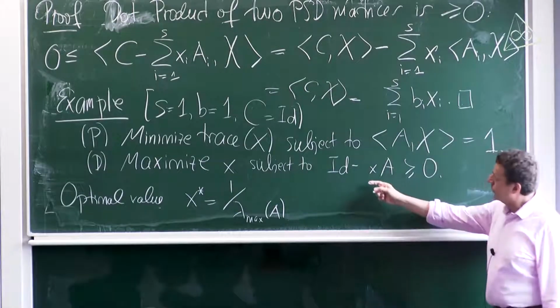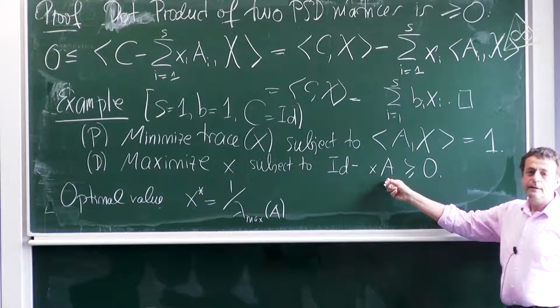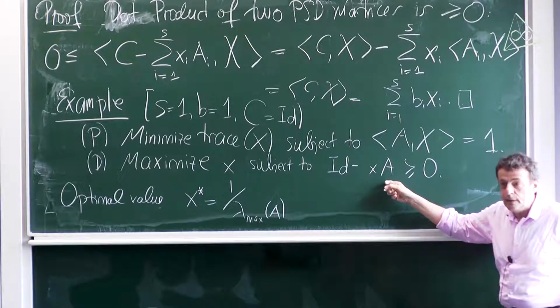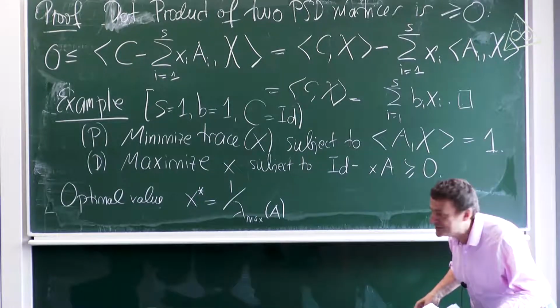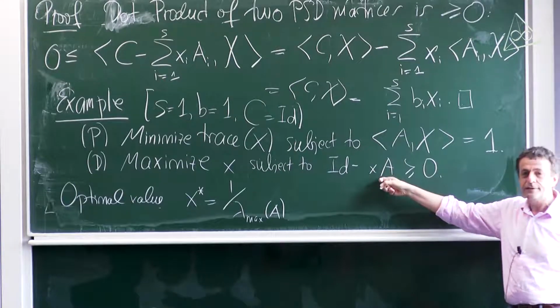You think about it for a moment, right? We're looking at this one, identity minus x times A. That's essentially the characteristic polynomial. Among friends who like Molien series, right, the friends of Molien series, that's the characteristic polynomial.